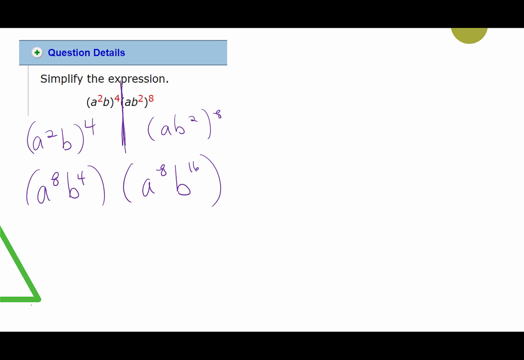Okay, next we'll use the product rule. When the bases are the same, we can add those exponents together, so that's a to the 16th. These b's are the same base, so this becomes b to the 20th, and that is your final answer.